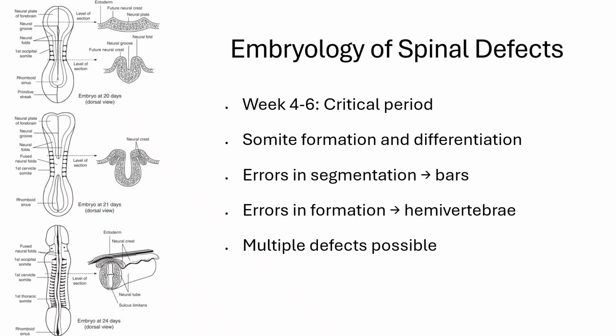Errors in segmentation occur when these boundaries fail to form properly, creating bars where adjacent vertebrae fuse together abnormally. Picture this as building blocks that stick together when they should remain separate. Errors in formation happen when the sclerotome tissue fails to develop properly, creating hemivertebrae where only part of the vertebra forms correctly. The complexity increases because multiple defects can occur simultaneously, creating mixed patterns that combine formation and segmentation failures. This explains why some babies have several different types of spinal abnormalities at various levels, reflecting the widespread nature of the developmental disruption during this critical period.